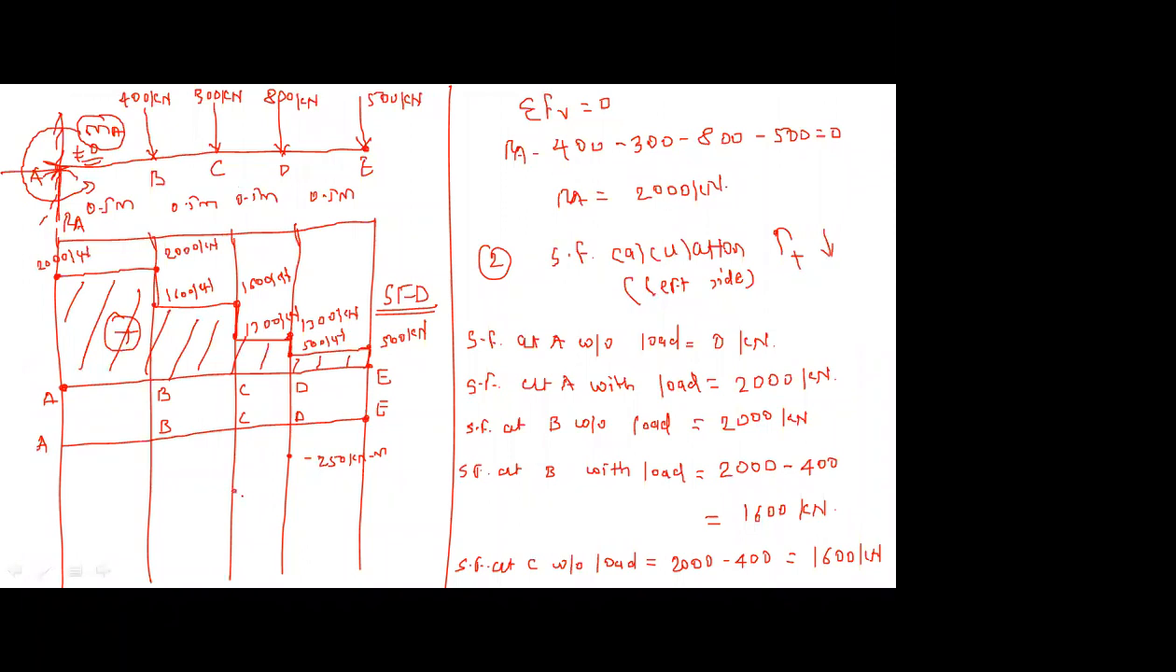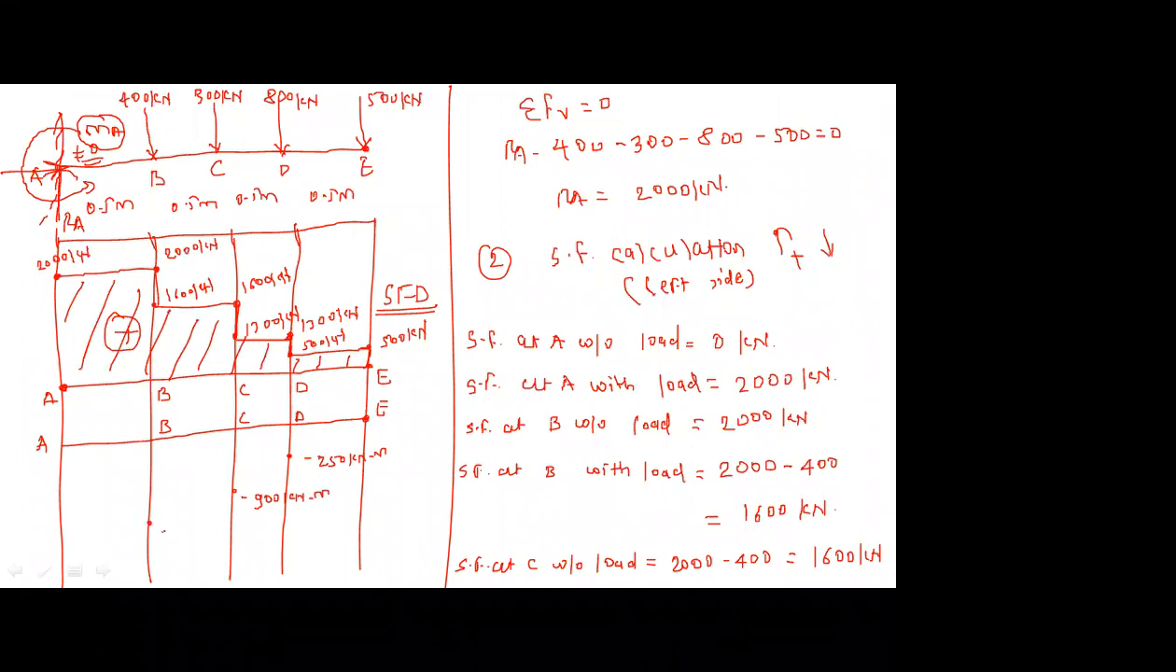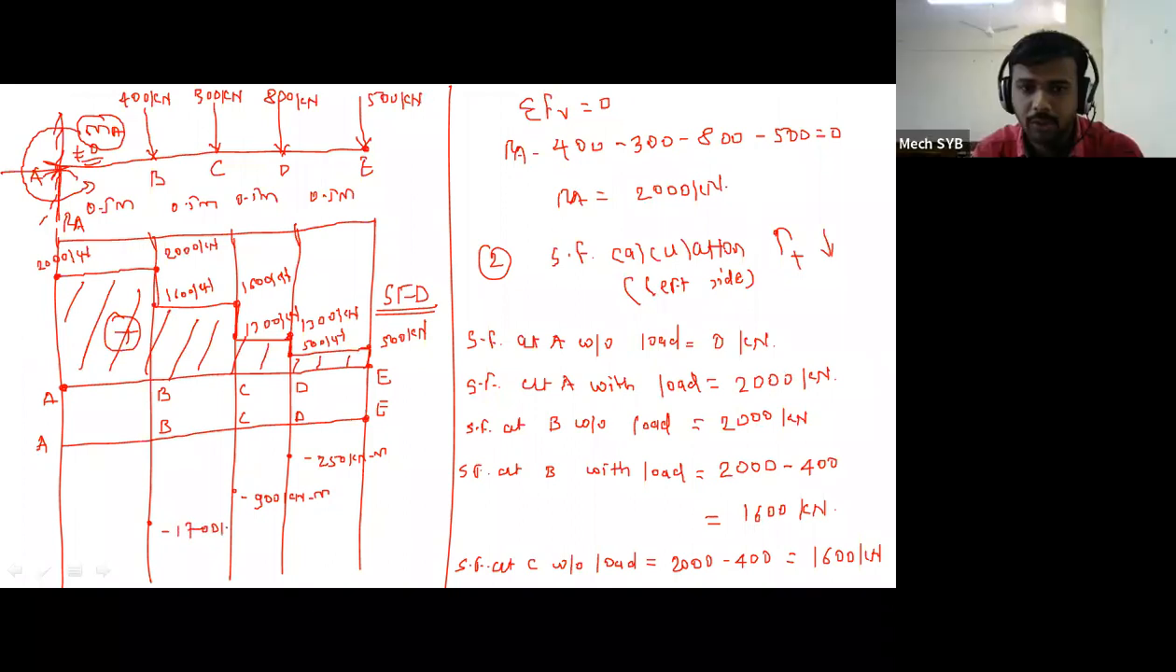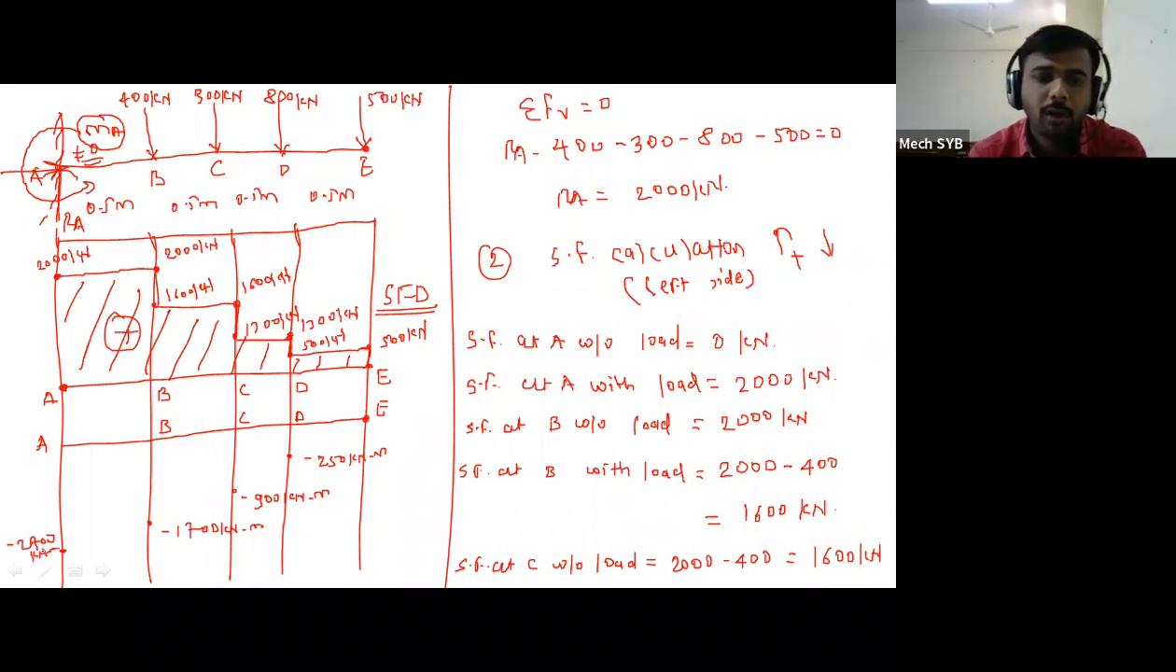Minus 900 kilonewton meter. Then bending moment at point B: minus 1700 kilonewton meter. And last, bending moment at point A: minus 2,700 kilonewton meter. Then how to draw all the points?